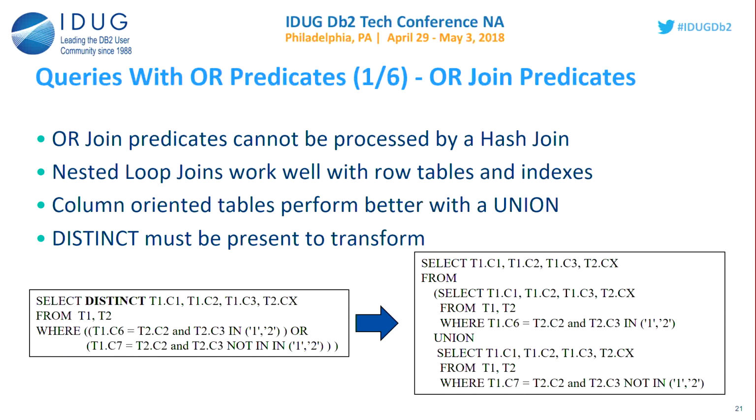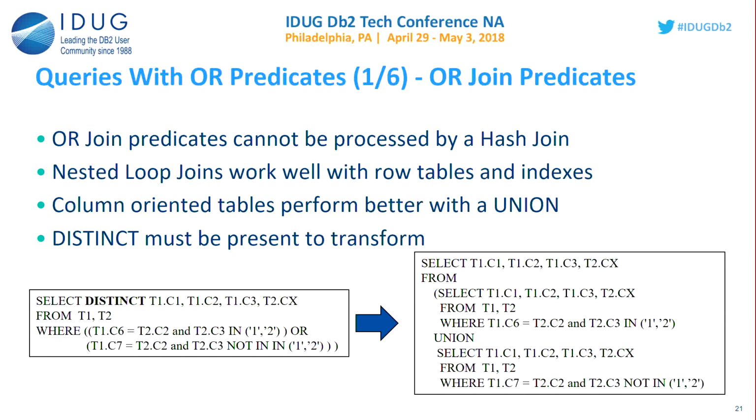With OR predicates, I just have OR predicates left. This is OR join predicates. So if you have a complex predicate like this, a join predicate involving T1, T2 with an OR predicate, we cannot do a hash join. Hash join is solely reliant on equality predicates. If you have a complex predicate, we have to do a nested loop join. And a nested loop join, when it involves columns from both sides of the table, is almost like doing a Cartesian join and applying the predicate. So it's very expensive.